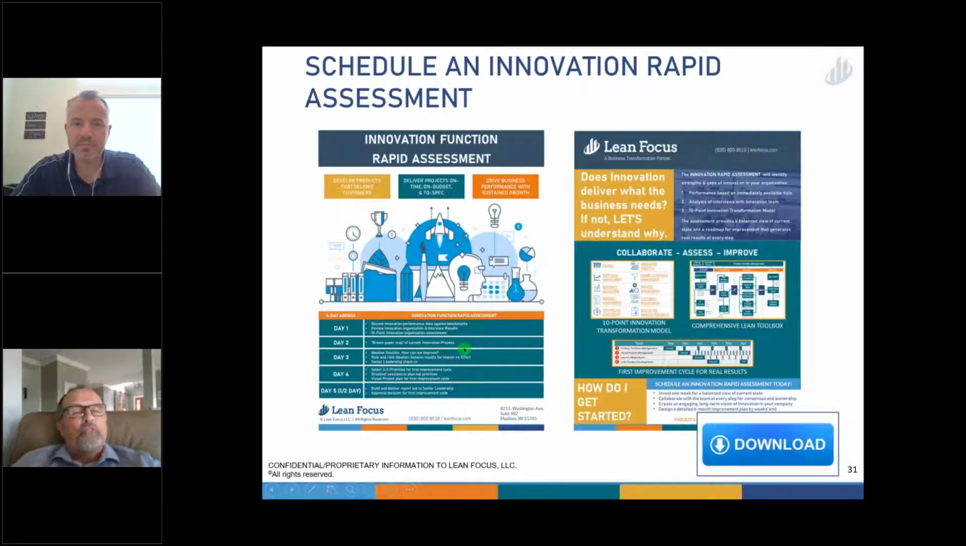Now, if you want to go further, what's the next step? And I think Damon would want me to point out, this is another handout you can download, but this is our 1-week assessment that I was telling you about a moment ago. So here's a little 1-page overview of it. And you can see our 3 goals here at the top. We're going to be looking to develop products that delight your customers. We want to get projects on time, on budget, and to spec, and we want to drive business performance with sustained growth. Those are 3 dimensions we think in. Here's a detailed schedule of what we do over the days, and a little bit more information. Take a look at this, and if you'd like to discuss that, we'd certainly like to discuss it with you.